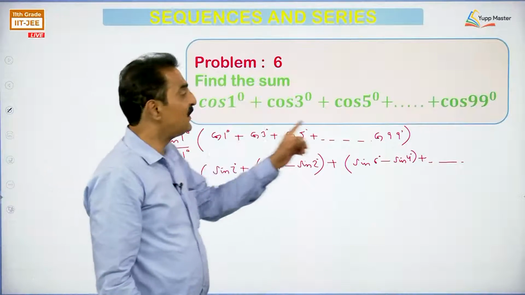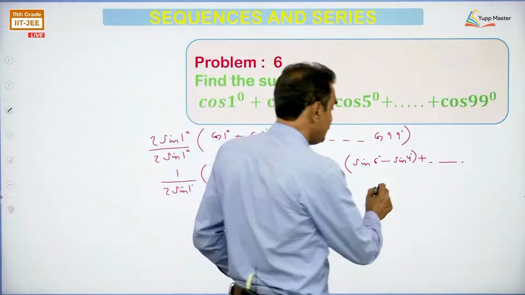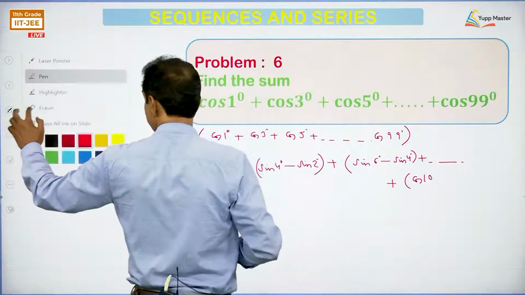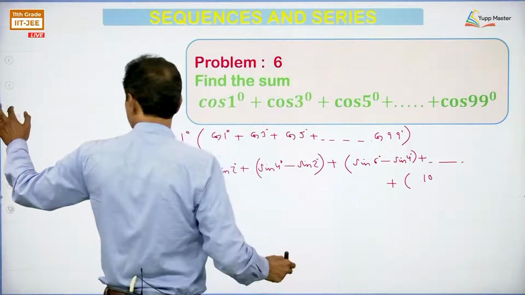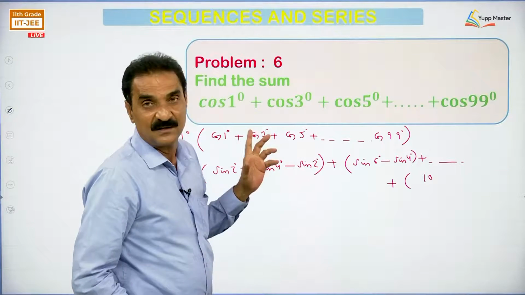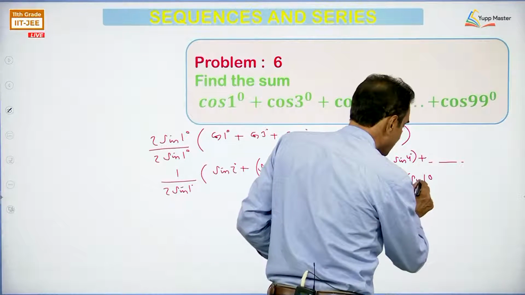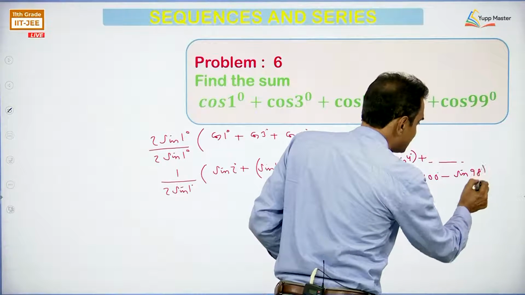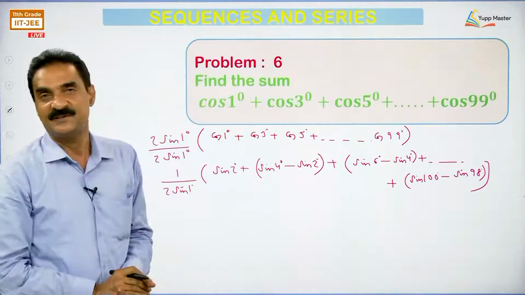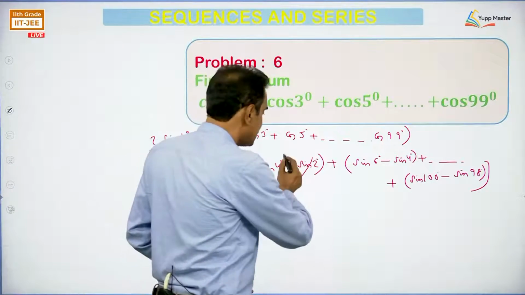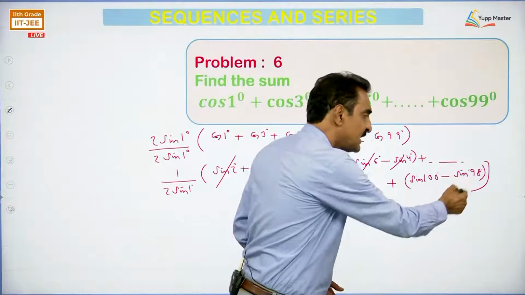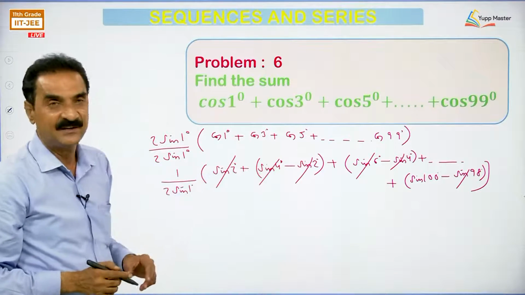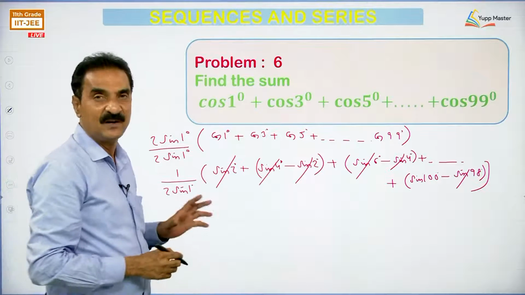Last term, 2 sin 1 cos 99 degrees. It will be sin A plus B, sorry, not cos. A plus B is 99 plus 1, 100 degrees. Sin 100 degrees minus sin 98 degrees. This is nothing but a telescoping series. What happens? Sin 2 cancels, sin 4 cancels, sin 6 cancels, up to sin 98 cancels. Only one term is remaining here, that is sin 100 degrees. Sin 100 degrees by 2 sin 1 degree is the answer.